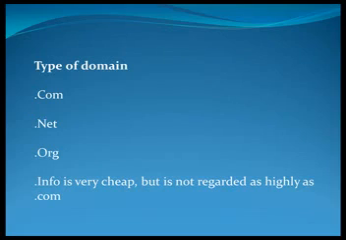Another very cheap one is .info. Now, some people think that .info is associated with spam sites, but I personally have nothing against .info. I think they can rank quite highly in the search engines, but generally, if you're looking to buy your domain for a serious kind of site, then you're better off going for .com, and if you can't get that, look at .net or .org.